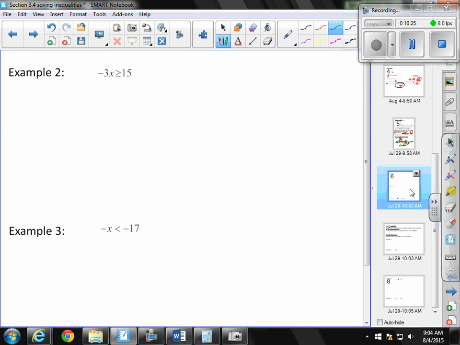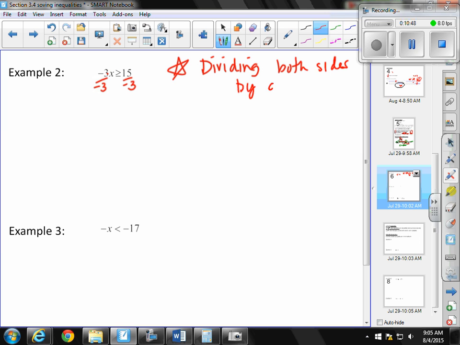Negative 3x is greater than or equal to 15. So this time I have negative 3 times x. Multiplication means I'm going to divide both sides by negative 3. Oh, what am I doing? I am dividing both sides by a negative.